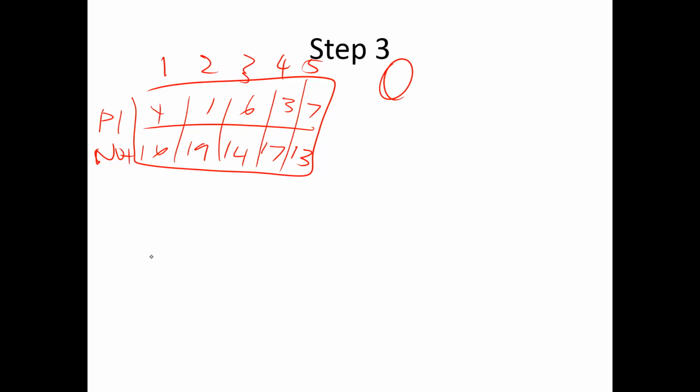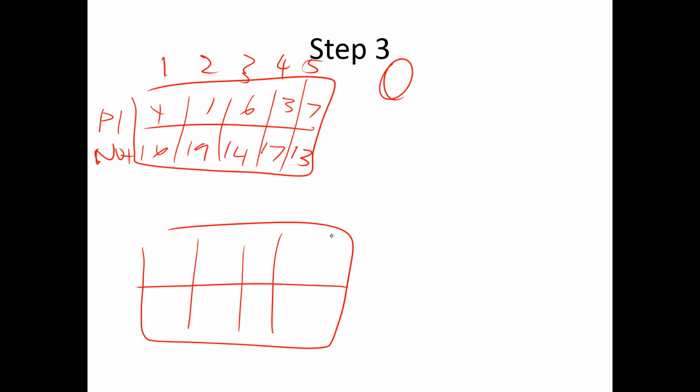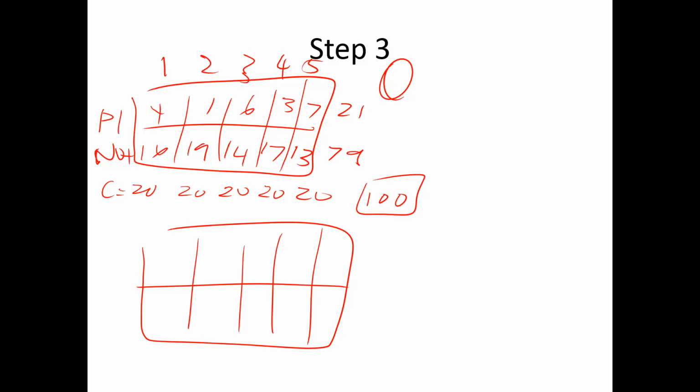To do my expected values, what I'm going to first do is come up with column totals and row totals. So these are column totals down here, and they're all 20. That makes life really easy here in a minute. And then over here it's 21 and 79. The total number of students is 100.